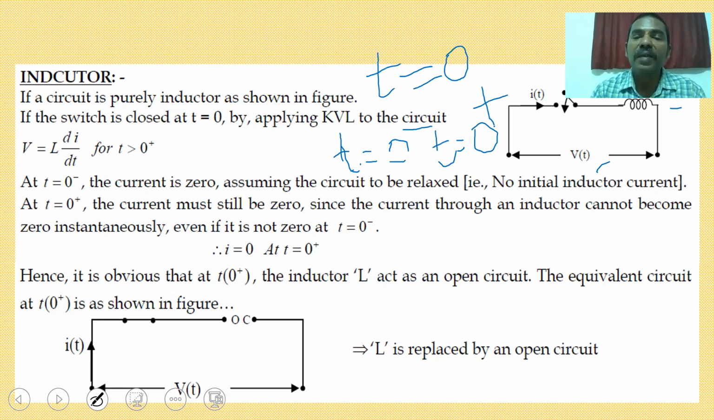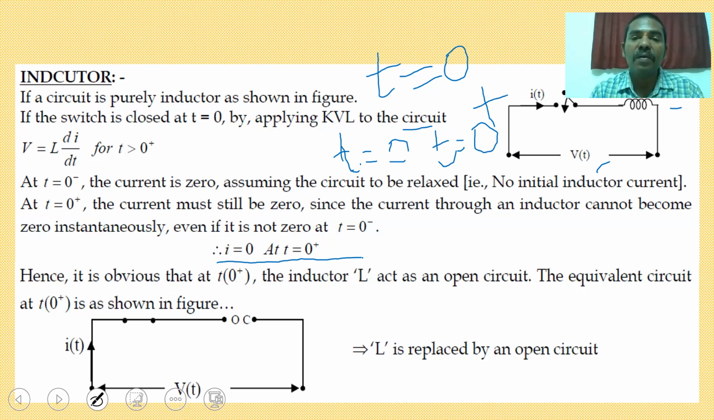So let us assume the inductor is in relaxed position, that means no initial currents in the inductor. Under that condition, at t is equal to 0 minus condition, there is no closing of the switch, so no current will flow in the circuit. It is open circuited, so I of 0 minus is also 0. Then at t is equal to 0 plus condition.